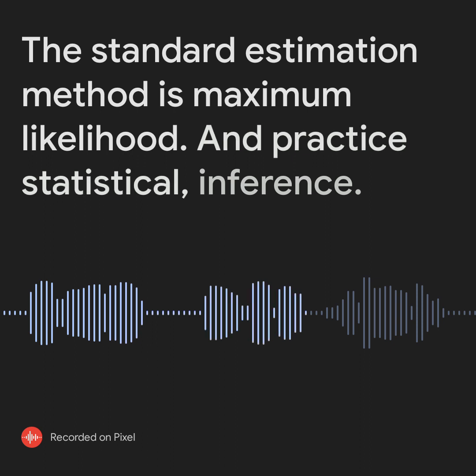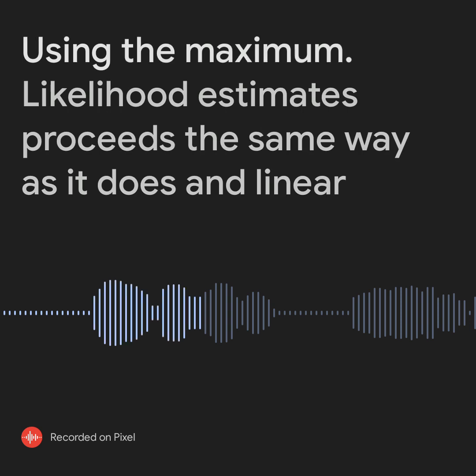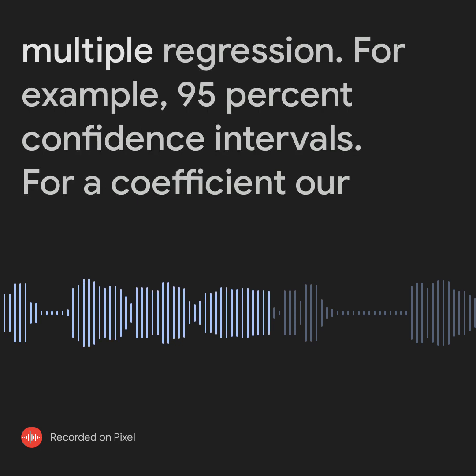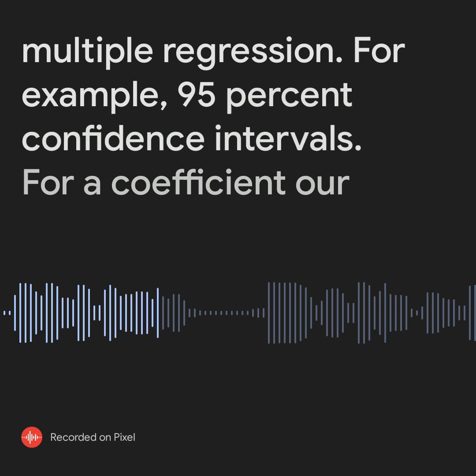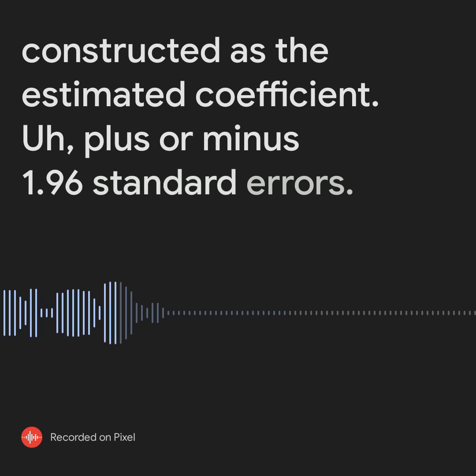In practice, statistical inference using the maximum likelihood estimates proceeds the same way as it does in linear multiple regression. For example, 95% confidence intervals for a coefficient are constructed as the estimated coefficient plus or minus 1.96 standard errors.